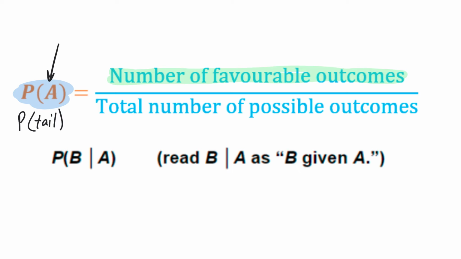And then the second part, the denominator, is the total number of possible outcomes. That is oftentimes known as the population. That is everything. That would be our sample space if we look back at it.